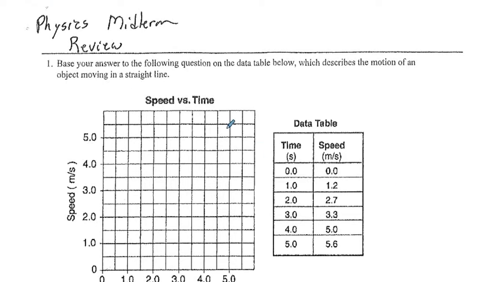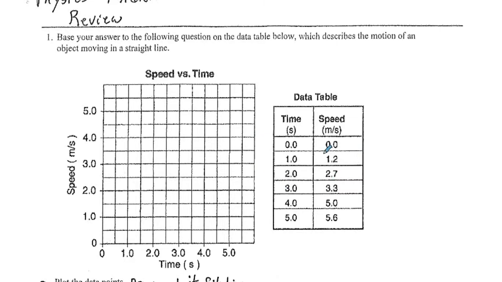Okay, so the first one, we have a speed versus time graph, and we have some sample data. I'm going to take a moment and just graph this data. You can see that it's displaying a linear trend, so when we want to draw the best fit line, you're going to want to do this with a straight edge, but for the purposes of the video, I'm just going to do it freehand here. And so we would get a best fit that would look something like that.